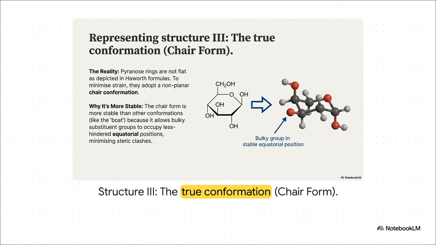But in reality, the ring isn't flat at all. To minimize strain and stop all its atoms from bumping into each other, it puckers up into a shape called the chair form. Now, this is our most accurate depiction of what glucose really looks like. It's the most stable form because it lets all the bulkiest groups stick out to the sides in what we call equatorial positions, where they have plenty of room.